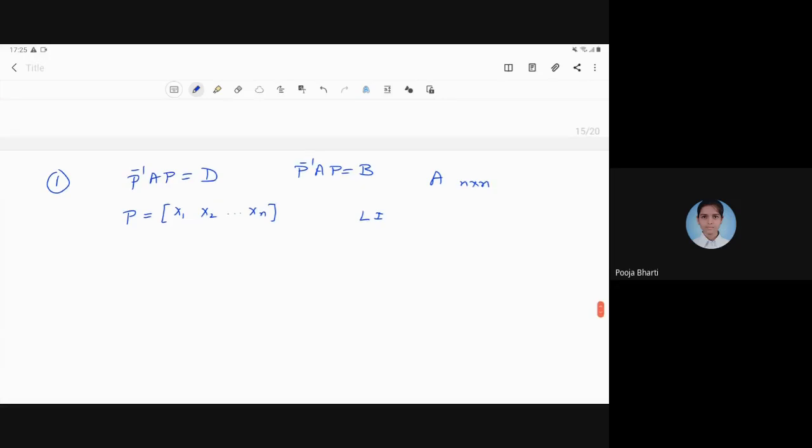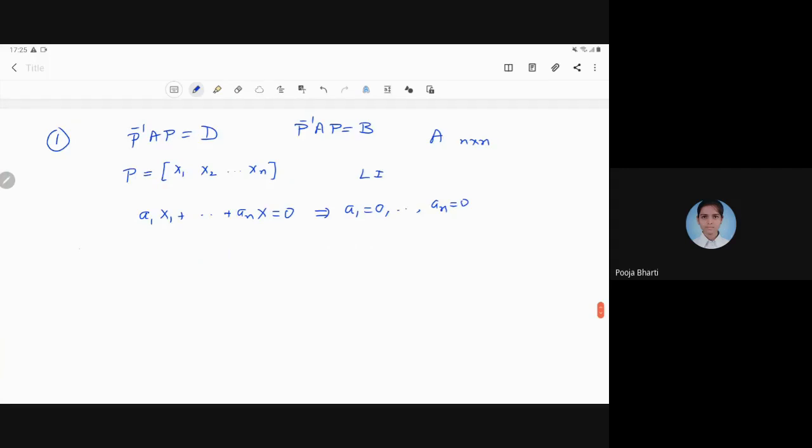So what are linearly independent vectors? See, x1 to xn are linearly independent if a1 x1 plus a2 x2 and so on, an xn equated to 0 implies all these constants are 0. This is the definition of linearly independent vectors. See one example that would clarify it.